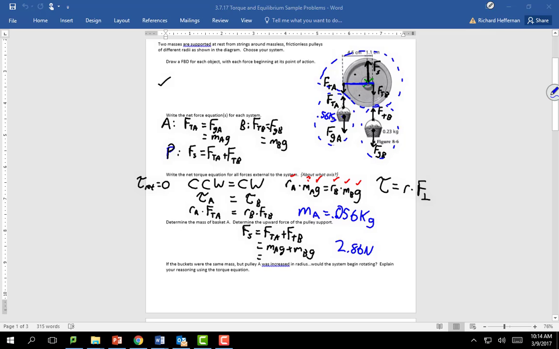Final one. If the buckets were the same mass but pulley A was increased in radius, would the system begin rotating? Think about it for a minute or two. If the buckets were the same mass as they currently are, but pulley A was increased in radius, would the system begin rotating? Think it out, and then we'll talk about it in about 2 minutes. If you want to talk together, that's fine, but I'm not going to say anything for a couple minutes.